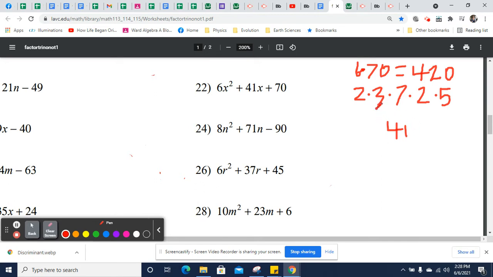Now I immediately notice 3 times 7 gets me 21, and that makes me suspicious that maybe that will work. So let's see, 3 times 7 is 21, and then 2 times 5 times 2, well, that's 4 times 5, that's 20. So that should work. I've got 20 and 21. 20 plus 21 does add up to 41. So I would just reorganize this. I'll end up with 6x squared.